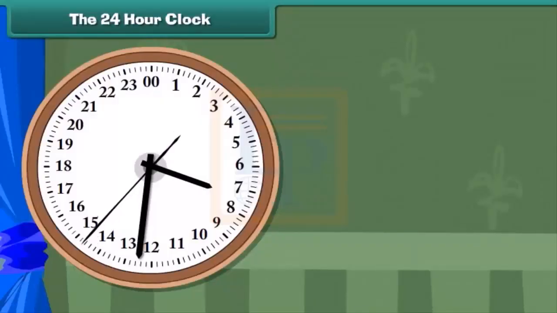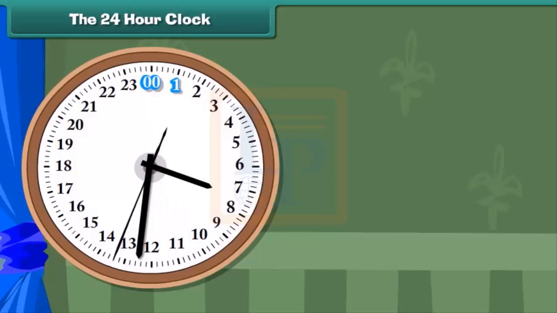The 24-hour clock. It is possible to avoid the use of AM and PM by using a 24-hour clock. A 24-hour clock is divided into 24 hours, indicated by the hours from 0 to 23. 12 midnight marks the beginning of a day. It is indicated by 0 hours. 1 o'clock at night is indicated by 1 hour.